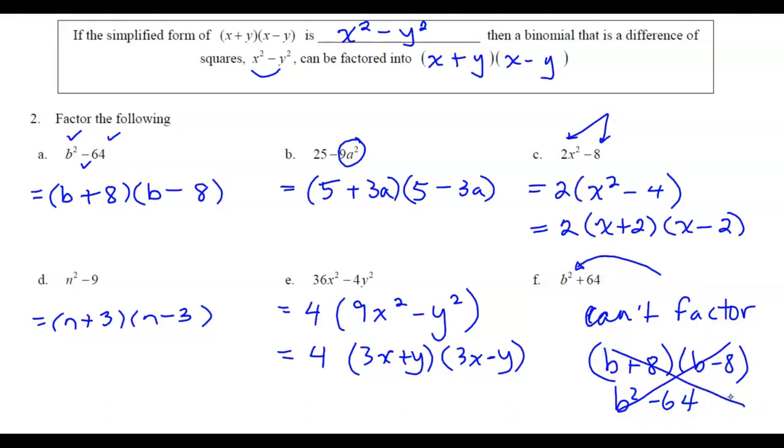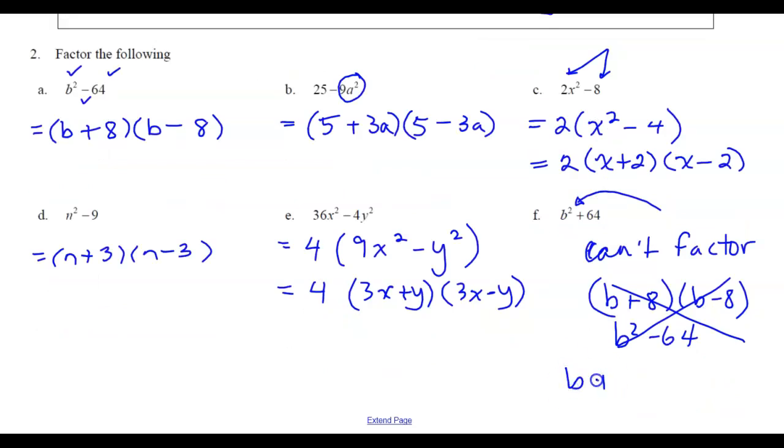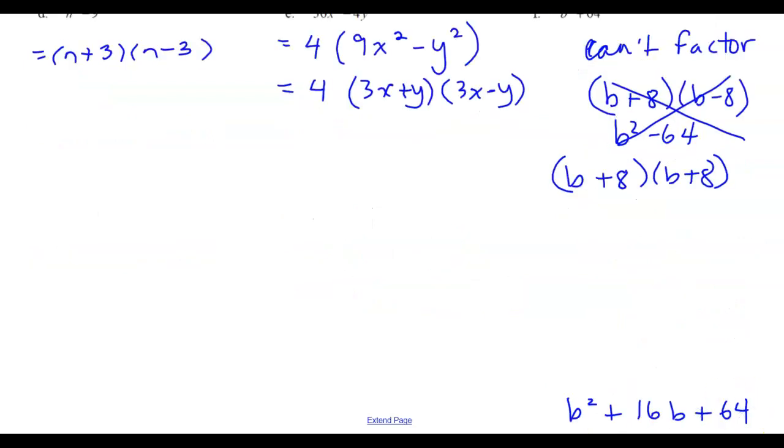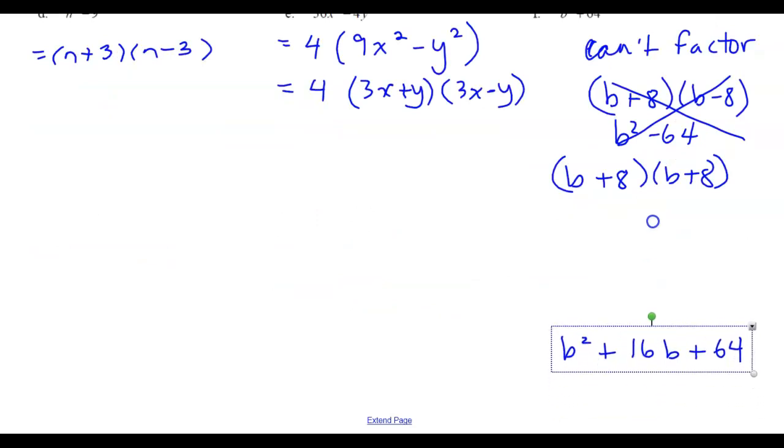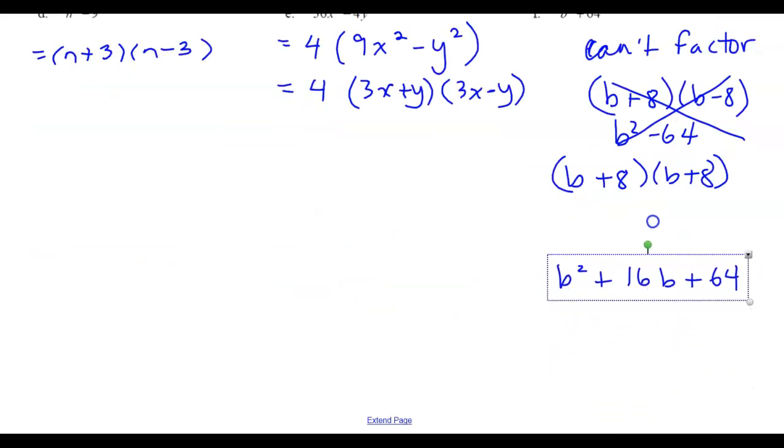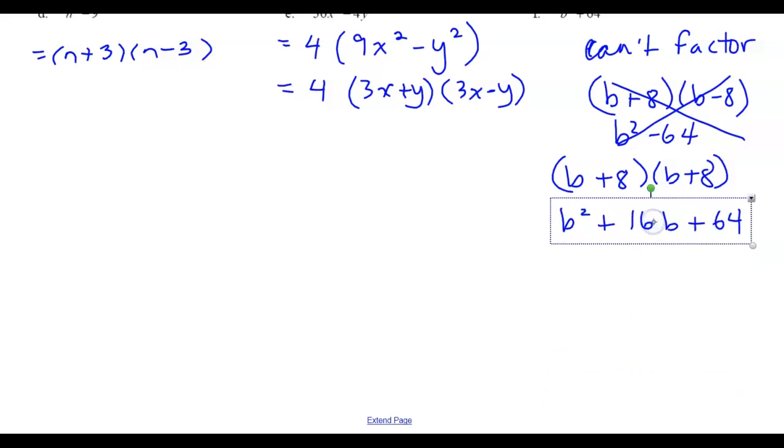Nope, try it. b plus 8 times b plus 8 is going to be b squared plus 16b plus 64. Oh, yeah, yeah. Sorry, there it is, all the way down to there. Okay, so if it's 2 terms and a plus in between, you cannot factor it. And that's the last one, right?